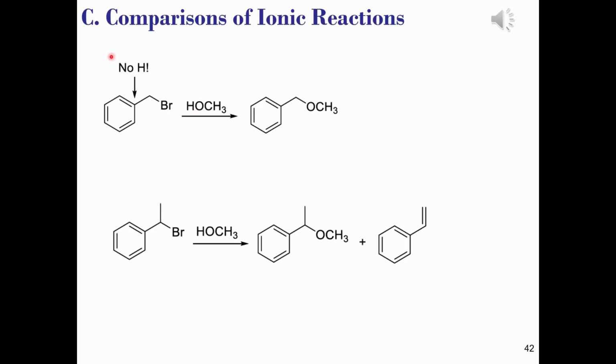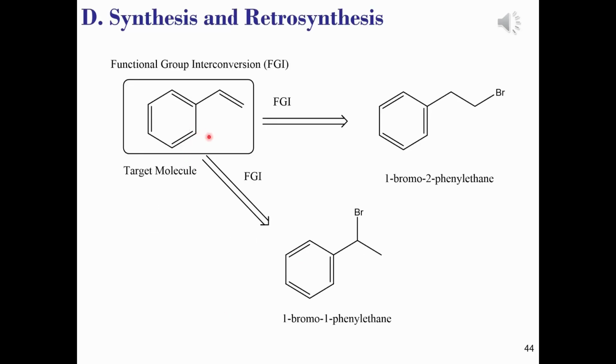Also, we should notice that there are no beta hydrogens on this substrate, which would remove the possibility of any E1 reaction. But in the second example, we have the possibility of the formation of a secondary benzylic carbocation. So this would produce a mixture of SN1 and E1 products. This concludes part C.